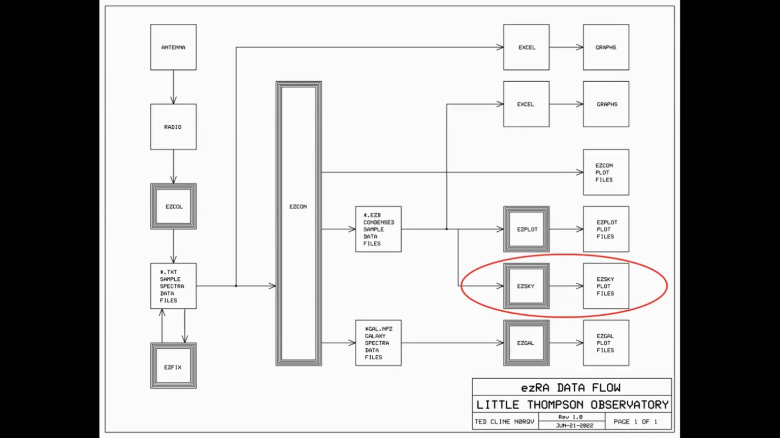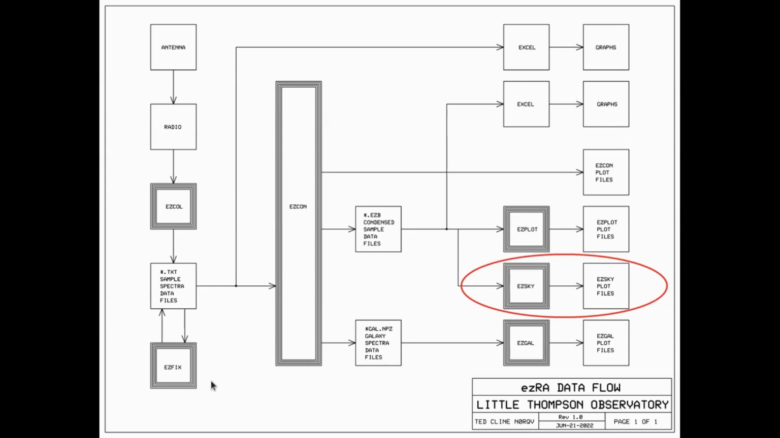Here's the big picture of ezRA and how its data flows around. We started with collecting data with a physical antenna in hardware. It had a coax into a radio. The radio was controlled by some software. Many are available. ezCall is one of them. It created some kind of data file eventually. This is the .text data file.